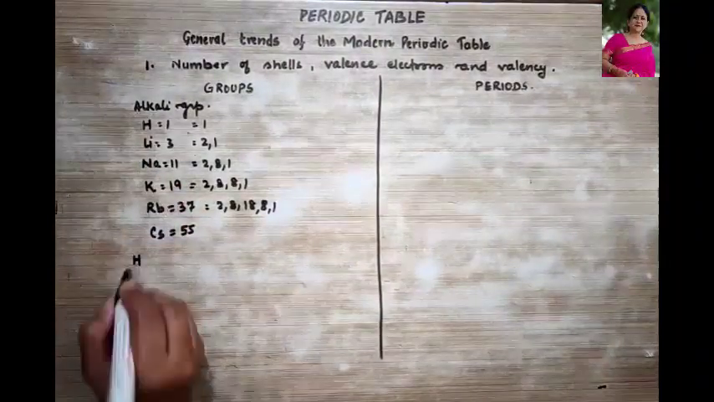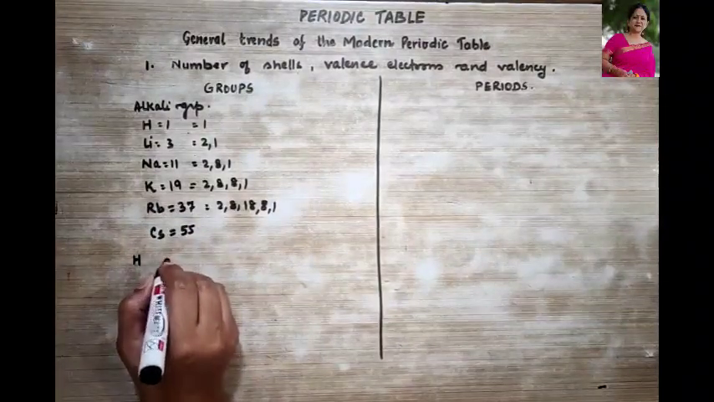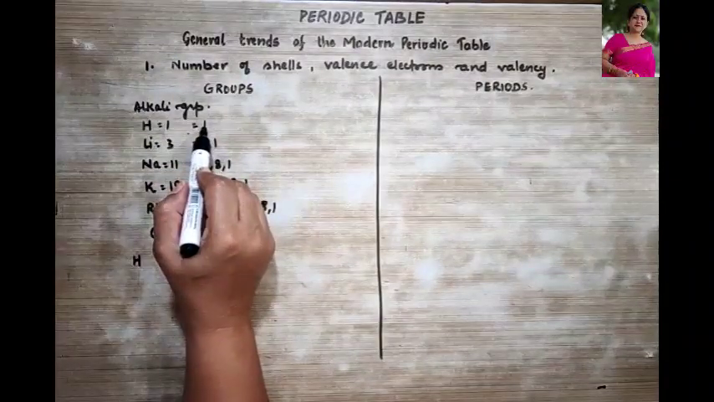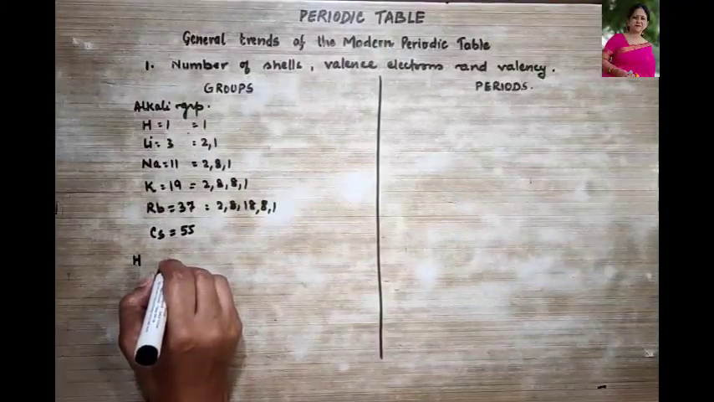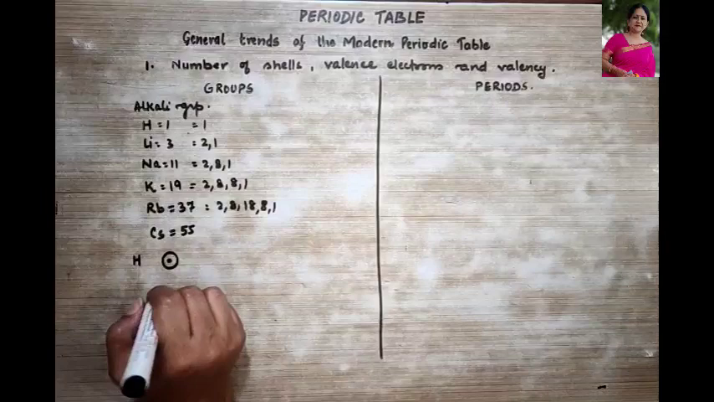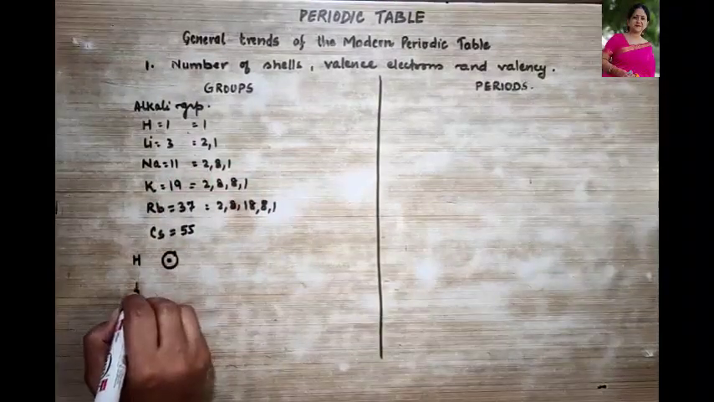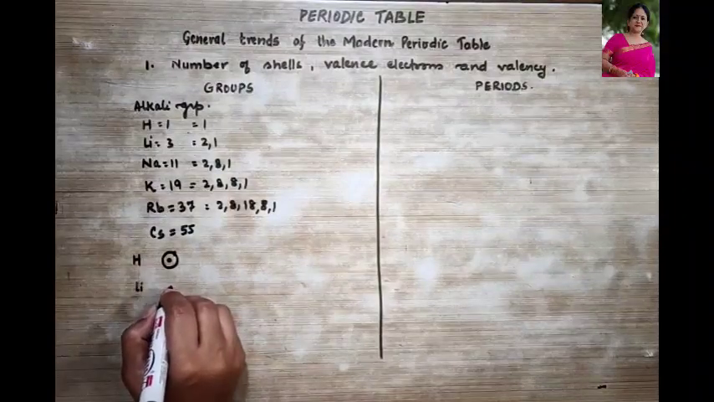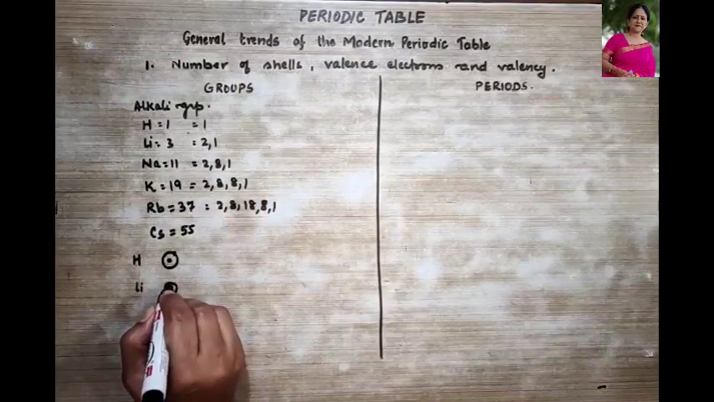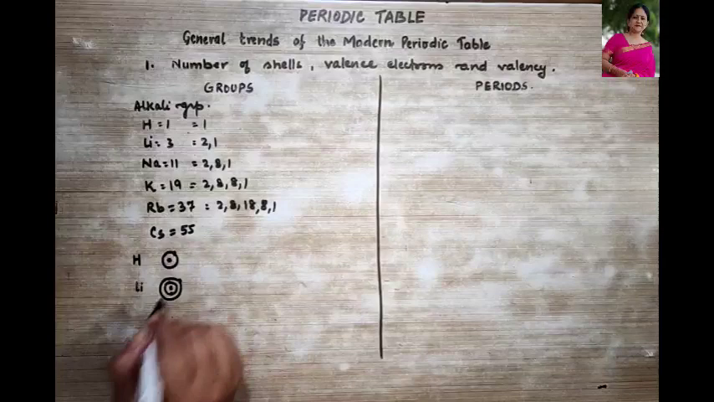Let me show it to you with the help of a diagram. If this is the nucleus of hydrogen, what is the number of shells? 1, which has 1 electron. Now look at lithium. This is the nucleus, and it has 2 shells. The first shell has 2 electrons, and the next shell has 1 electron.